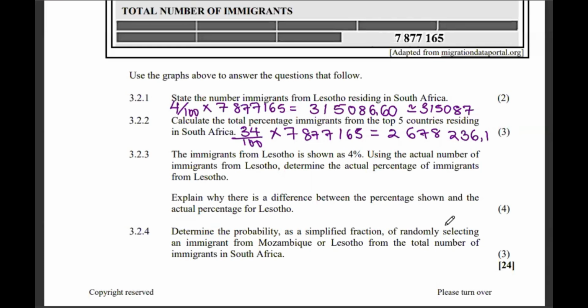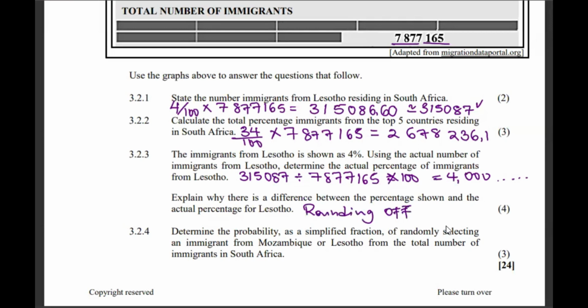Hello, I'm here. So what we're going to do, we get to this number, 315,087, divided by the total number of immigrants, times 100 because we are determining the percentage. The answer is 4.000 and it goes on, but it's not exactly 4. They're asking, explain why there's a difference. It's because of rounding off. Rounding off caused the difference.